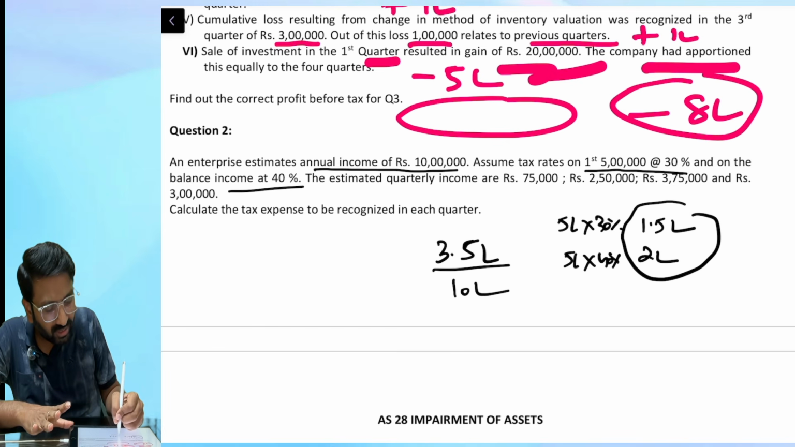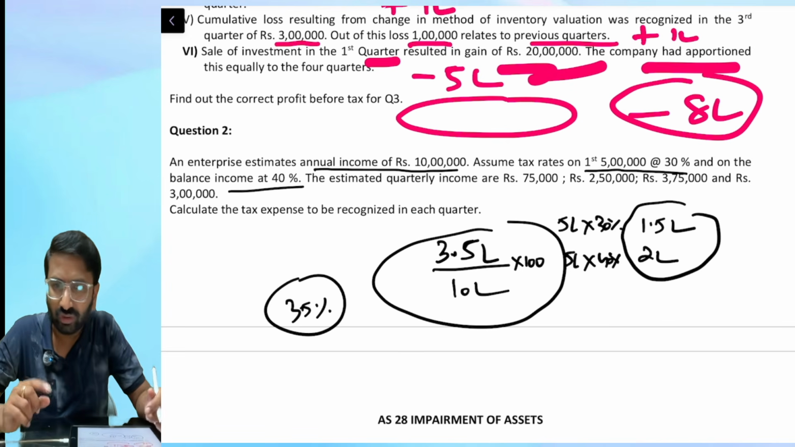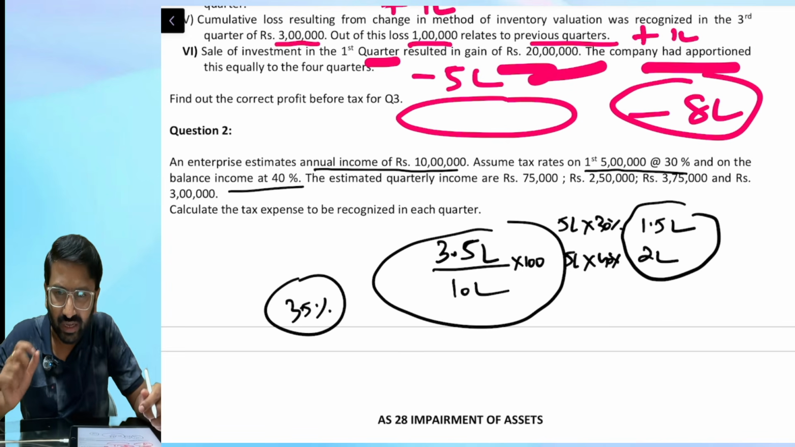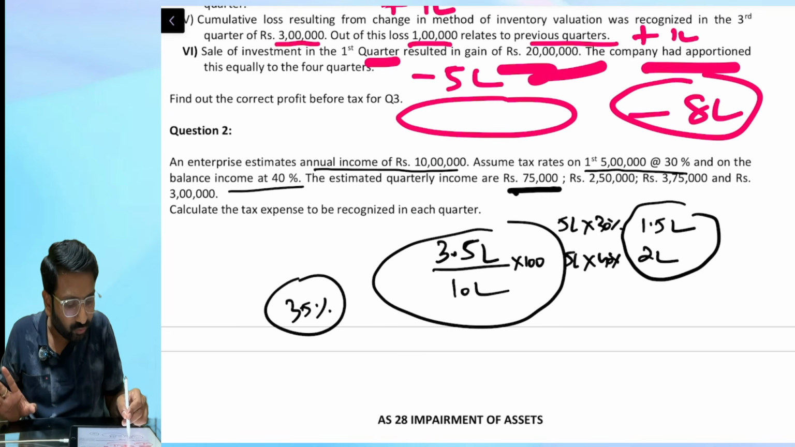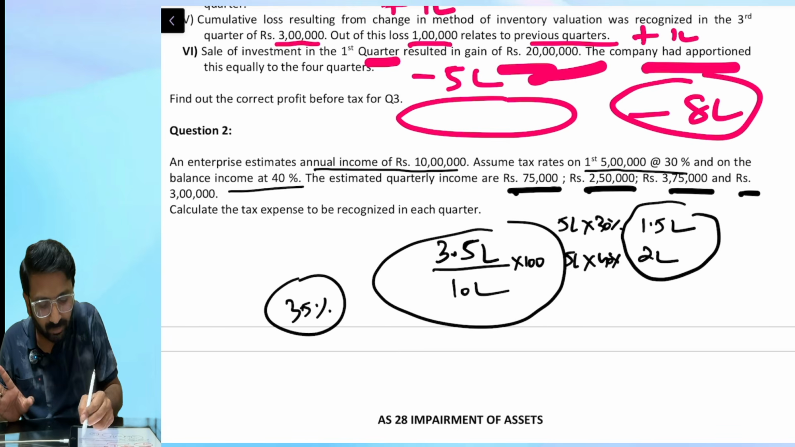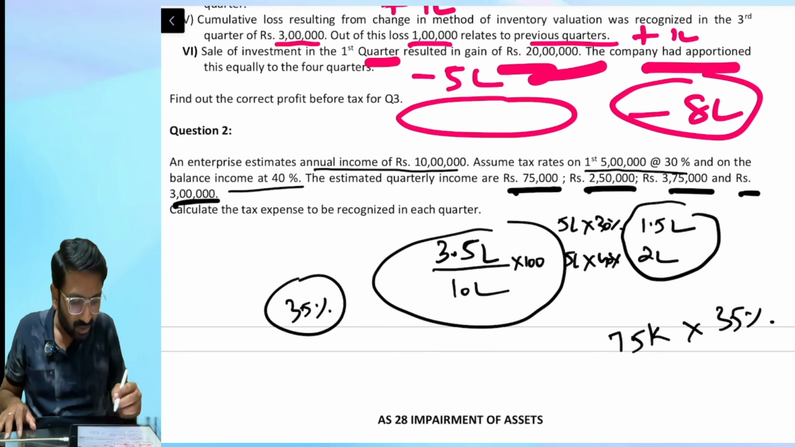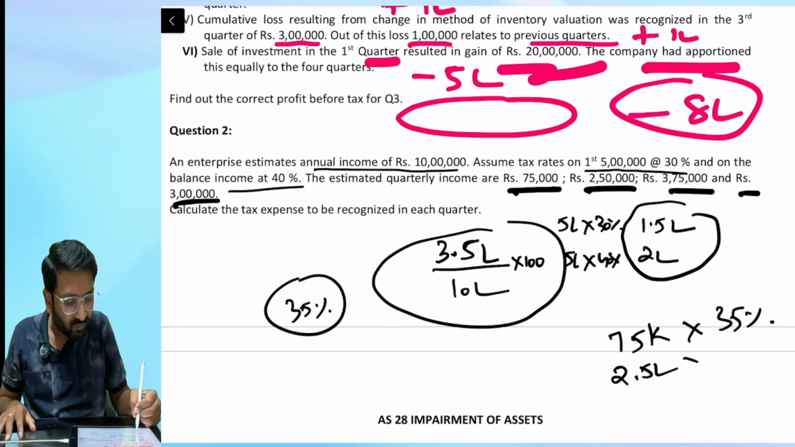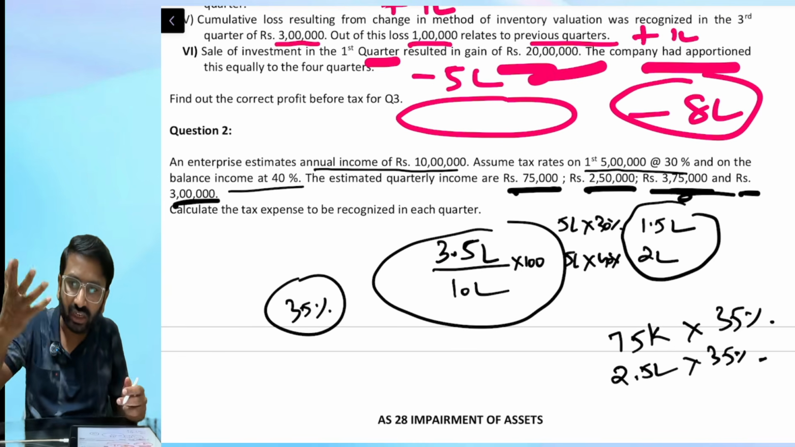So 3.5 lakh upon 10 lakhs into 100. Can I say we are getting 35%? This 35% is called a weighted average tax rate. And this 35% you apply on each quarter to find out a provision for tax. Now tell me, for quarter number 1, it will be 75,000 profit, in that 35% will be provision. For quarter number 2, 2.5 lakh, 35%. For quarter number 3, 3 lakh 75,000, 35%.